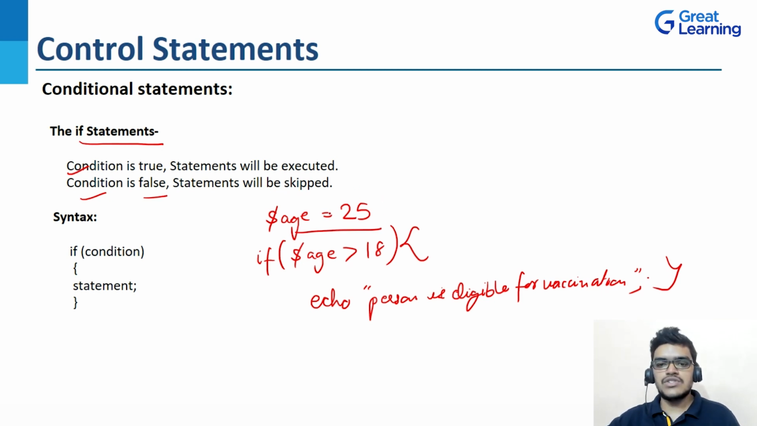What happens if, instead of 25, I am writing here age, let's say 17. So now if we see this statement, 17 is greater than 18, no. So this statement will not execute and it will skip it. So this is about if statement.